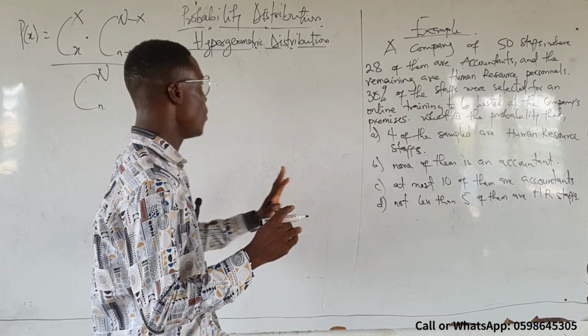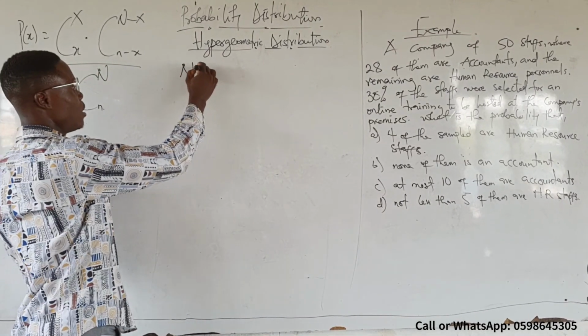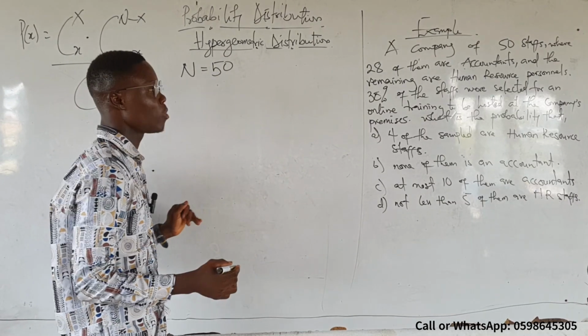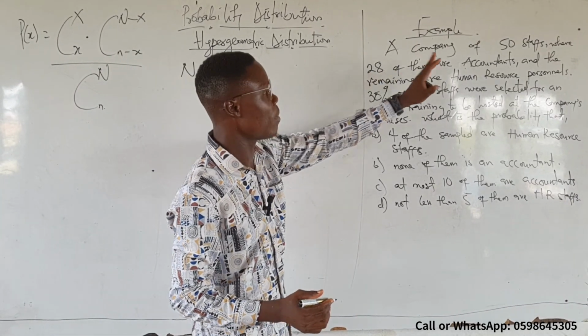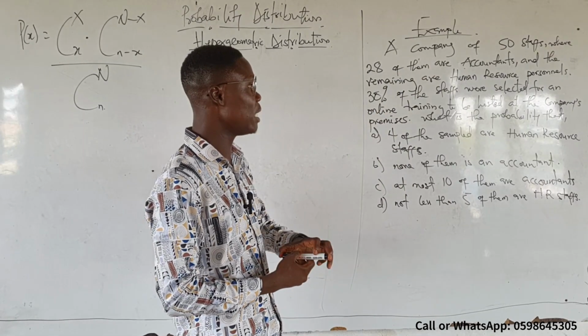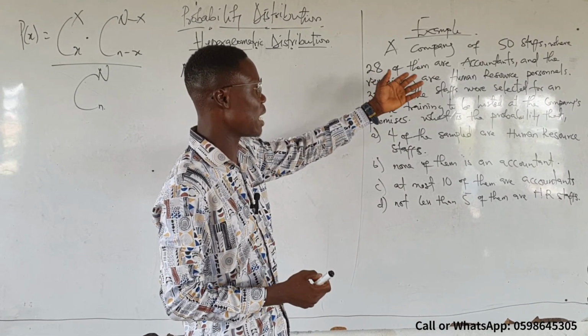So I think here we can clearly see what the capital N would be. And that would clearly be 50. That's the population size, right? Then we're told that 28 of them are accountants and the remaining, that would definitely be 22, right? 22 of them will be HR staff, and that will be the remaining if 28 are accountants.